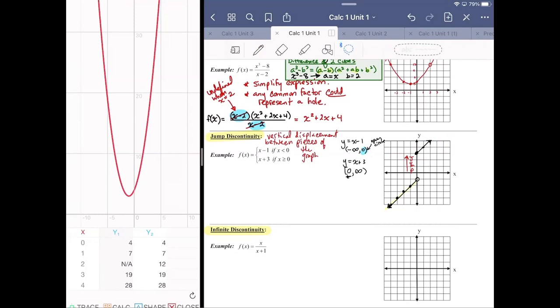So those are very easy to identify. The infinite discontinuities are also very easy to identify. Most commonly, they're vertical asymptotes. It's really pieces of the graph, but the graph approaches infinity in the y direction.